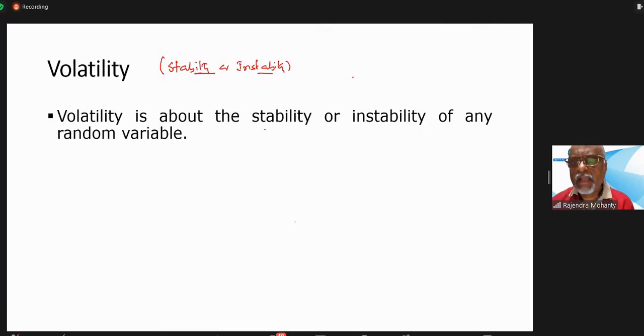Suppose this graph says that price is remaining constant, which means this is stable. When the price remains constant for a period of time, it is stable, same prices. Unstable means the price is going up and down like anything. So this moves up and down. This is instability. It is not a simple parallel line. It is moving up and down. So it might be stable or it might be unstable.